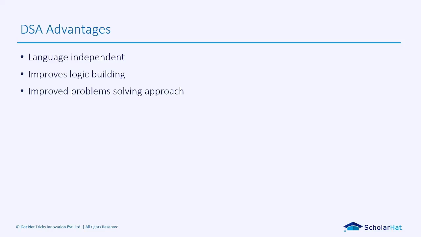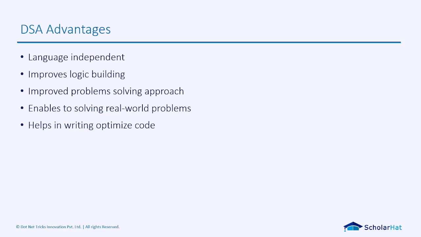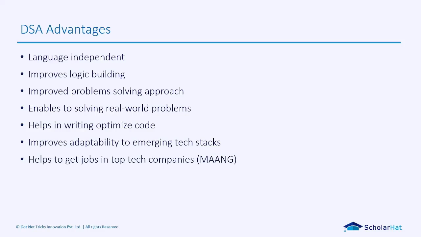Second, DSA basically improves logic building. DSA is nothing but problem solving. So it improves problem solving approaches, enables you to solve real world problems, helps in writing optimized code, and gives adaptability to the emerging tech stack. And it helps you get jobs in big MNCs like Microsoft, Apple, Google, Facebook and other companies. Basically, each and every company uses data structures and algorithms extensively.